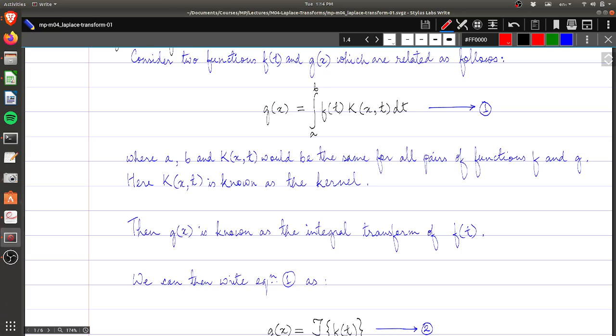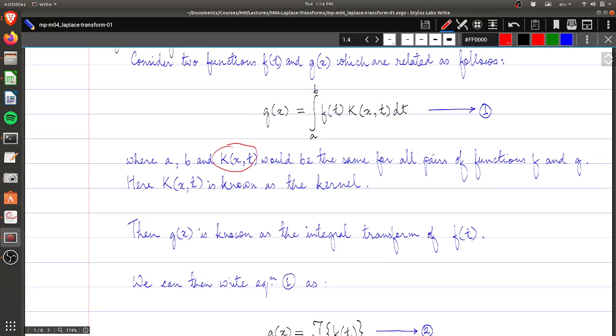So for all such pairs of functions f and g, these a, b, and the kernel function will be the same. Is that clear, everyone? If I have two functions of two different variables, and these two functions are related to each other by this integral equation, then we say that one function is the integral transform of the other function. Is this clear, everyone?